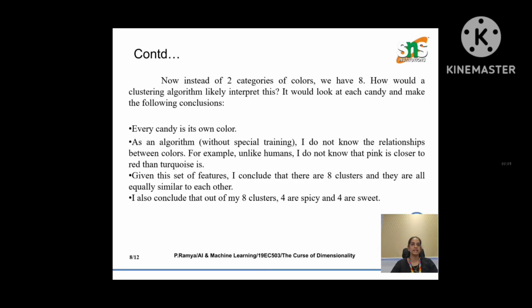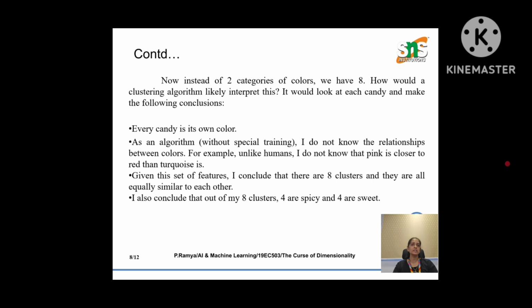Now, instead of two categories of colors, we have eight, right? How would a clustering algorithm likely interpret this? I would look at each candy and make the following conclusions. Each candy is in its own color.